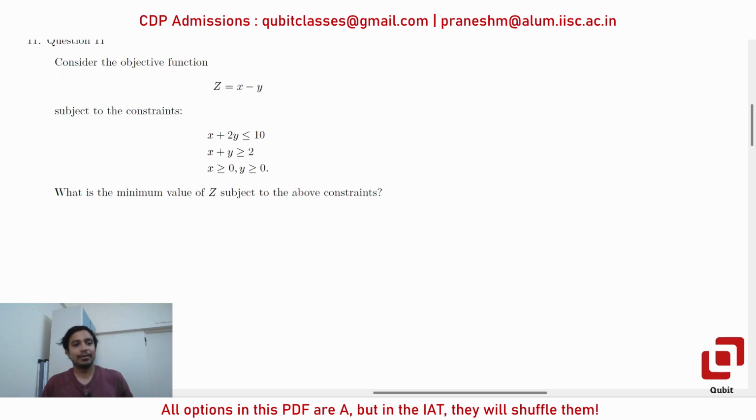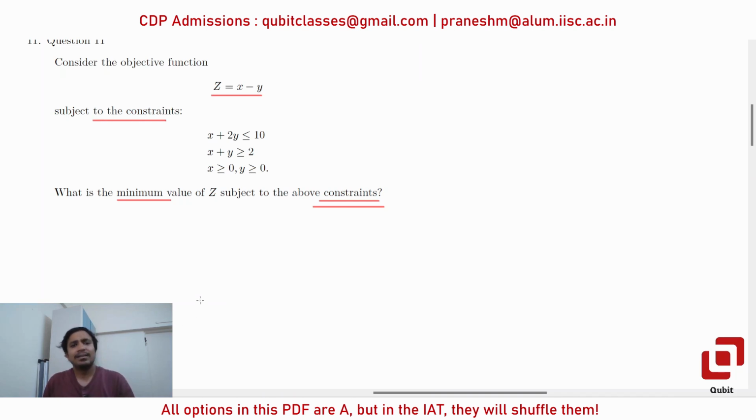Question 11 from linear programming problems, LPP. Consider the objective function z equal to x minus y subject to the constraints x plus 2y less than or equal to 10, x plus y greater than or equal to 2, x greater than or equal to 0, y greater than or equal to 0. What is the minimum value of z subject to the above constraints? I have deliberately not shown the options. Let's try to find that out.